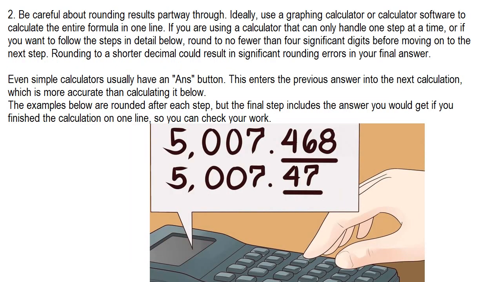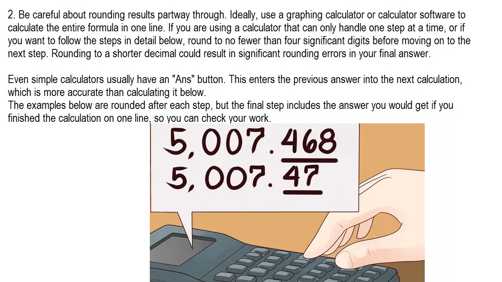2. Be careful about rounding results partway through. Ideally, use a graphing calculator or calculator software to calculate the entire formula in one line. If you are using a calculator that can only handle one step at a time, or if you want to follow the steps in detail below, round to no fewer than 4 significant digits before moving on to the next step. Rounding to a shorter decimal could result in significant rounding errors in your final answer.